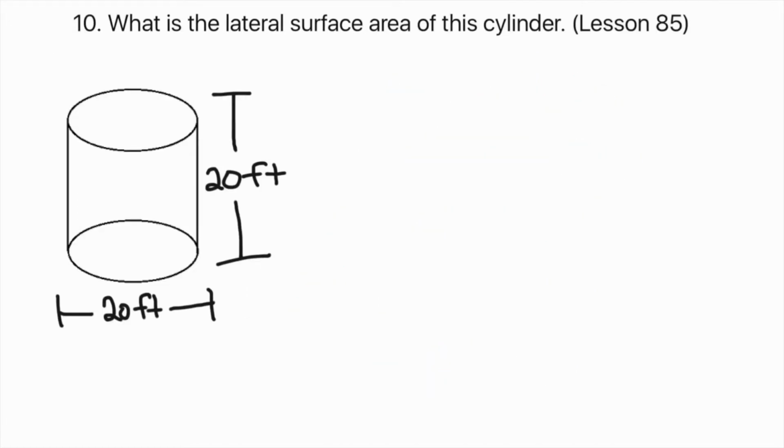Number 10, what is the lateral surface area of this cylinder? This comes from lesson 85. So again, it's the same cylinder, but this time lateral surface area. So first, let's once again go over what the formula is that we need. Lateral surface area equals 2 pi r, which is the formula for circumference of a circle. However, we then have to multiply that by the height. Let's start plugging in our numbers.